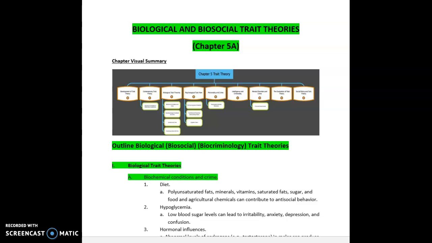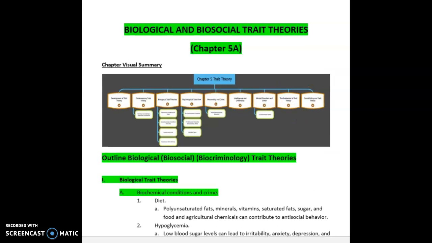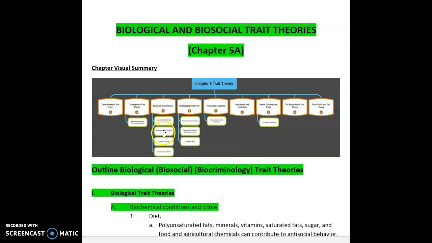As is going to be the approach throughout the rest of the semester, at the start of each chapter there's a visual summary, and I apologize that it is not easier to see. The editor of the textbook and the graphics people did the best they could to make it available in a format that might be helpful to us. So what we will see is biological trait theories.